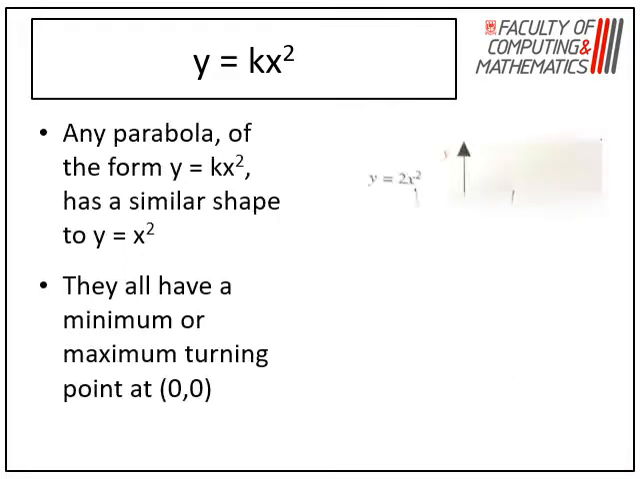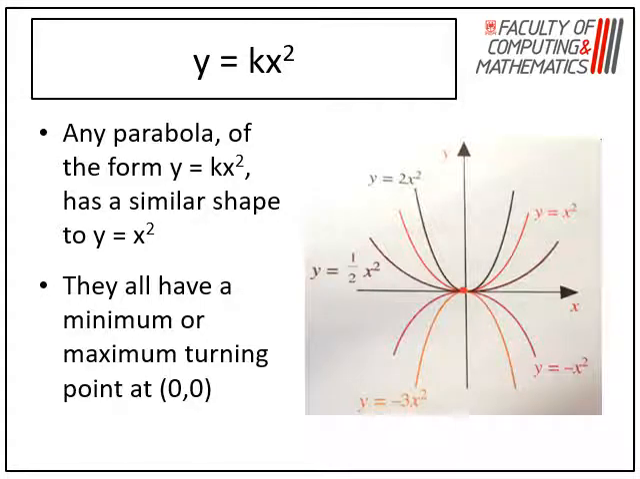Now, you can have any parabola of the form y is equal to kx squared, where k can be a positive number, a negative number, a fraction, or a decimal. It's going to have a similar shape to y is equal to x squared. They're all going to have a minimum or a maximum turning point, depending on that constant, but that turning point is always going to be at 0, 0, at the origin.